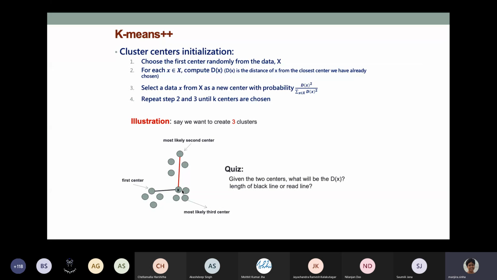Anyone? Any question? Can anyone answer this quiz? Black line. Yes, why black line? Because the closest center is the first center. Yes, the closest center is the first center. Good. So, does anyone have any question on this K-means++?